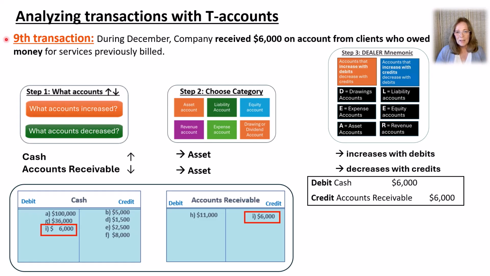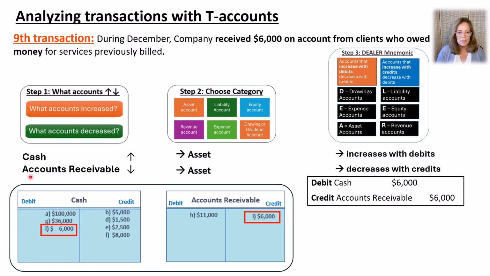In the 9th transaction, Eli's Consulting Services received $6,000 on account from clients who owed money for services previously billed. We previously analyzed this transaction using the accounting equation and said that the business's cash increased because the business now has more cash. Cash is an asset, and when assets increase, we debit the account. So we debit cash for $6,000.